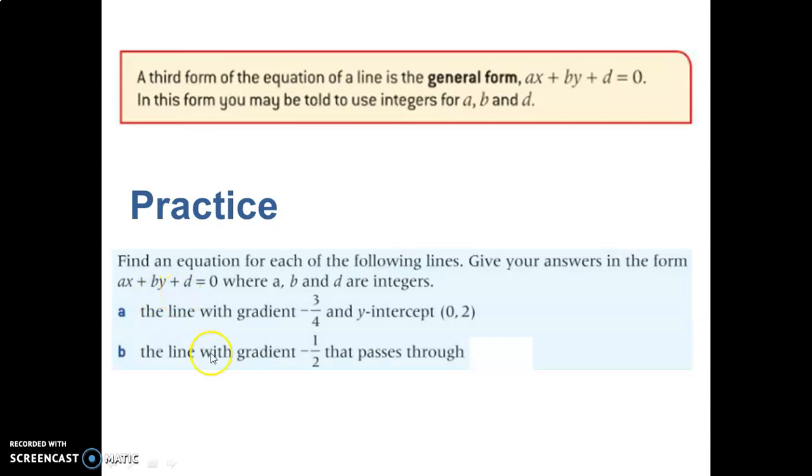All right, in B, you're given a gradient and you're told it passes through this point. So this time you're going to use point gradient form. So plug that into point gradient form and then rearrange so it looks like this.